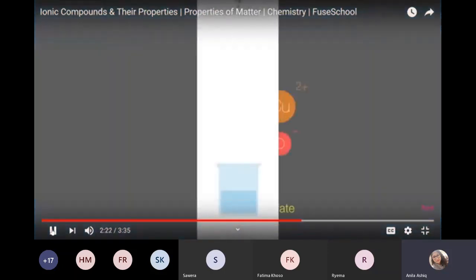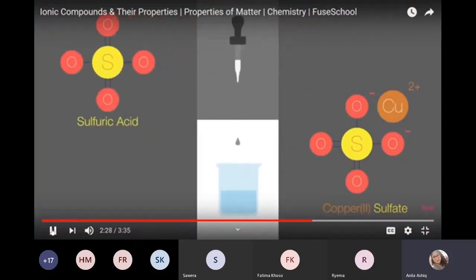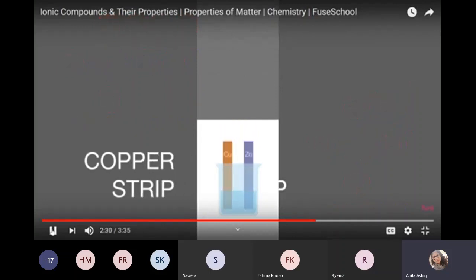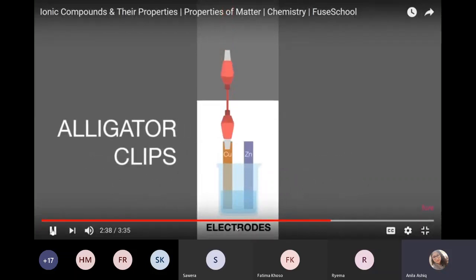Right. We can dissolve copper(II) sulfate in water in a beaker. Add a few drops of sulfuric acid. Place a strip of copper and a strip of zinc into the solution. These will act as electrodes. Using 2 alligator clips, connect one.